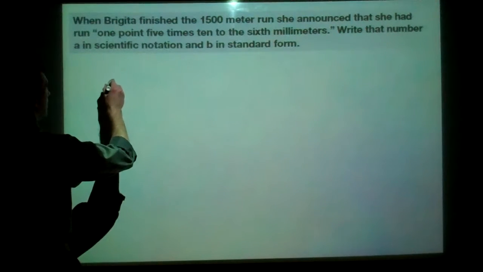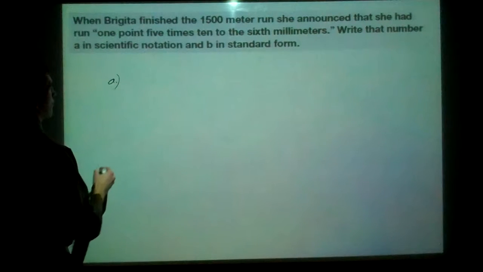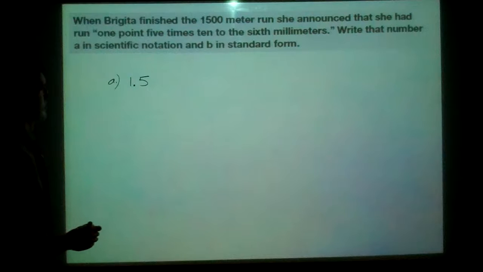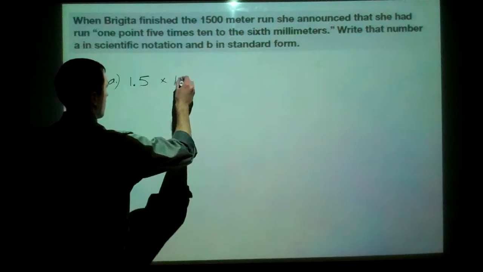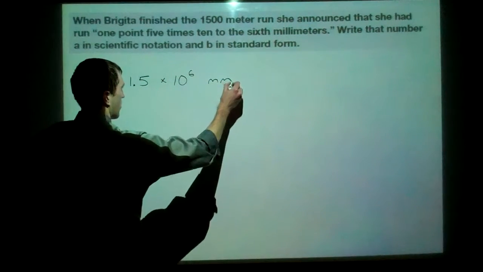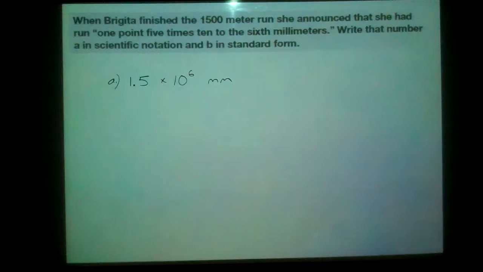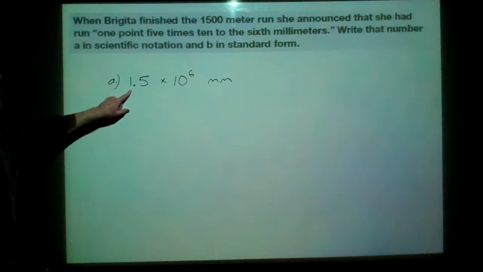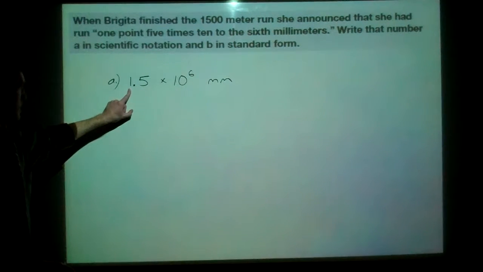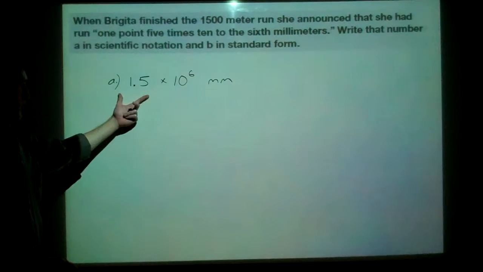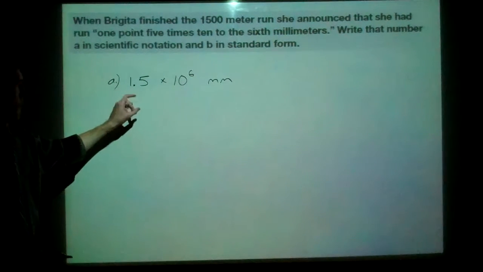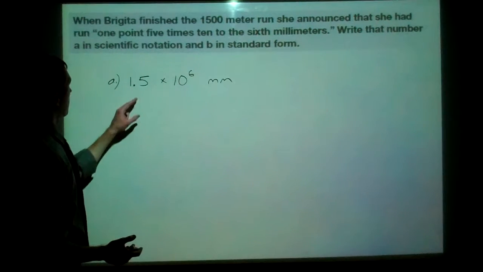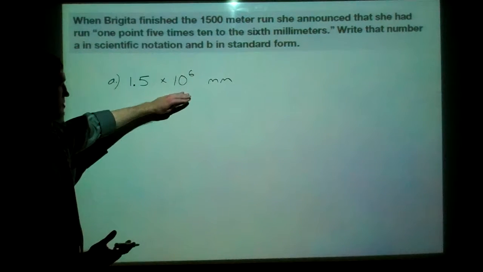So A, 1.5 times 10 to the 6th millimeters. That's our A. They just wanted us to write that out in scientific notation. Everything looks good. This is one non-zero digit to the left of our decimal, and it's in between 1 and 10. 1.5 is between 1 and 10, so that's another way you can do that. And it's times 10 to the 6th, times the power of 10.